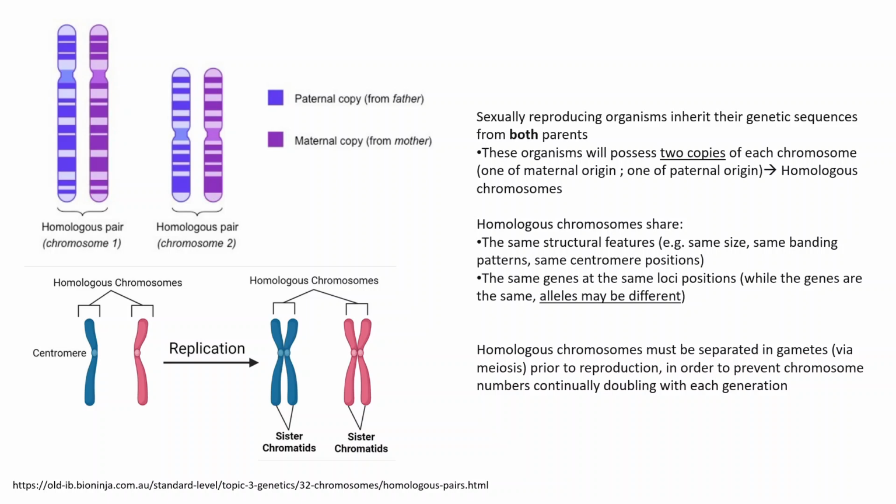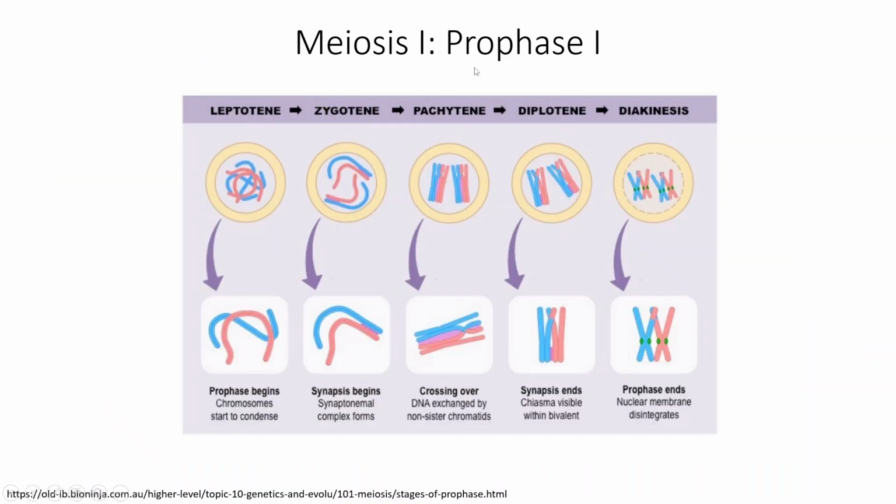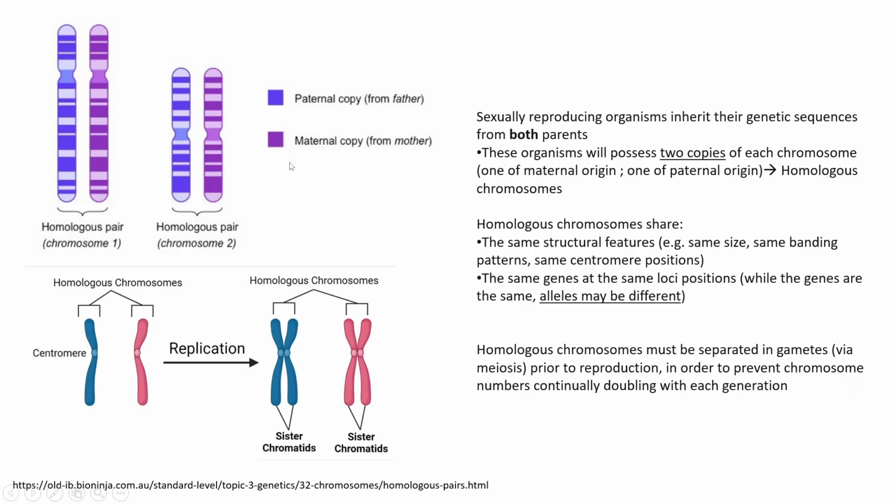Right. So, in sexually reproducing organisms, as I mentioned, we inherit the genetic sequences from both the parents, right? As I mentioned, you have a maternal copy and a paternal copy. For instance, for chromosome 1, you will have one from mom and one from dad, and they form a homologous pair. Same for the next set of chromosomes and the next and the next.